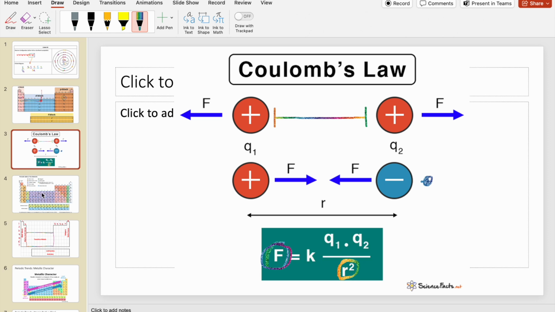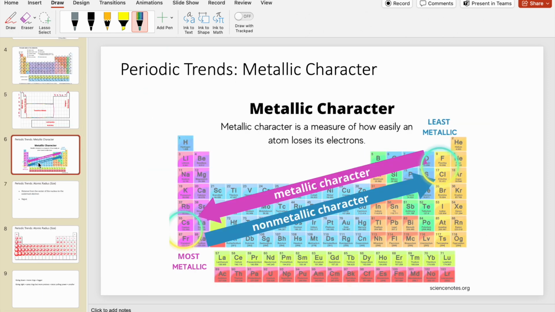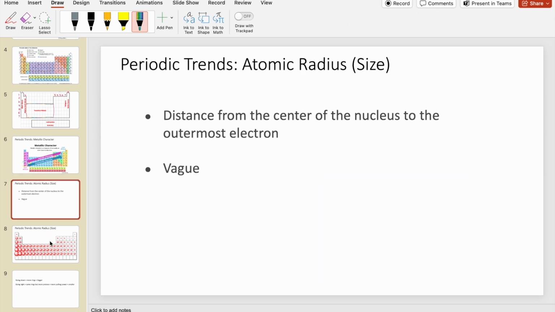So a couple of recaps here. The easiest trend to know is that your metals are to the bottom left and your nonmetals are to the top right. With the exception of hydrogen, group 1, group 2, all your transition metals, and most of group 3, not boron. But you have a lot of metals down here.